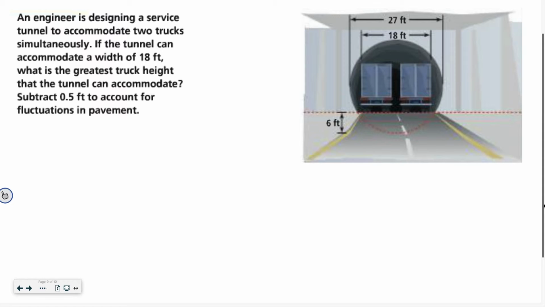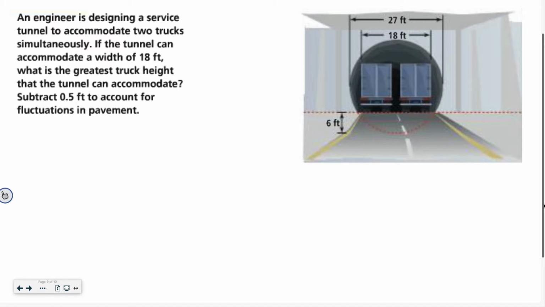Okay, so we've read most of it, but then they also tell us to subtract half of a foot to account for fluctuations in pavement. I think you guys are pretty familiar with fluctuations in pavement since we are in Minnesota, and all of the temperature changes cause the road to change, and we end up with all of those potholes, right? So you guys are used to all of the fluctuations in pavement just because of our temperature differences.